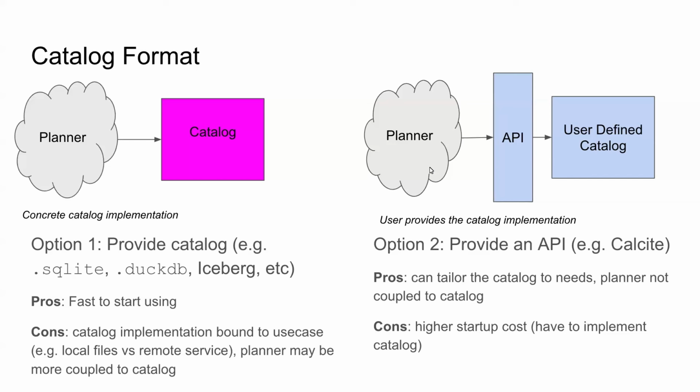The other option I've seen people do is build an API, which is the obvious thing to do, so that users can plug in whatever implementation works best for them. If you need a remote catalog, you build that. If you need a local file system, you build that. The downside of that approach, of course, is that to even start using the project at all, you have to provide a catalog implementation, which isn't necessarily good. That's actually what Calcite does.